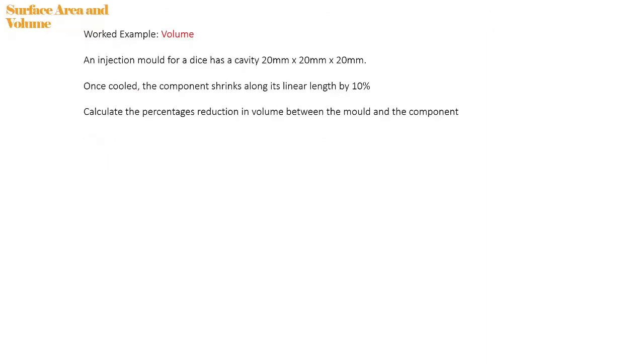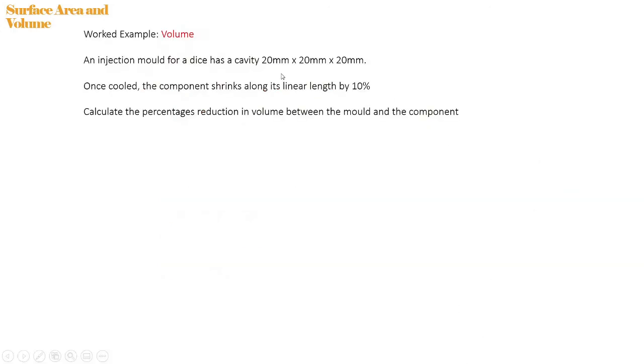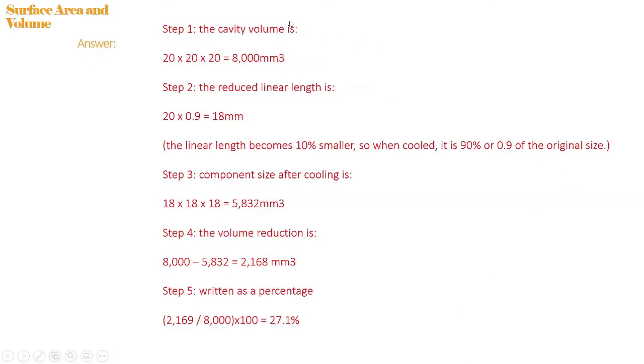Okay, so we're going to move on a little bit now. So, worked example. So, volumes. An injection mould for a dice has a cavity of 20 by 20 by 20 mil. Once cooled, the component shrinks along its linear length by 10%. Calculate the percentage reduction in the volume between the mould and the component. Okay, so, again, I'm going to flip-flop between those. Step two, the cavity volume is 20 by 20 by 20. So, we're literally just taking the top bit along here, first of all. So, that equals 8,000 millimetres cubed.